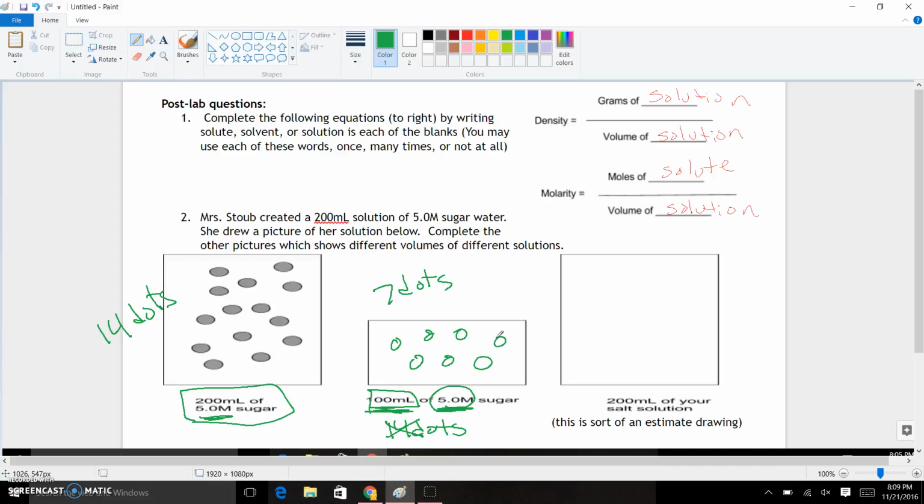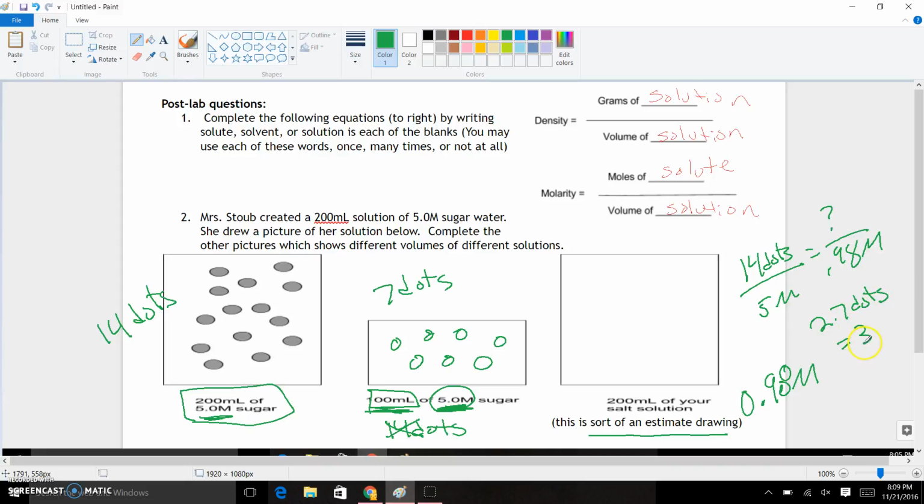Alright, looking over here. Now my saltwater solution is 0.98 molar. And that's way different than 5 molar. So as you can see, this is sort of an estimate. I was trying to think, what would I need to make that happen? If 14 dots is equal to 5 molar, then how many dots would I need to make 0.98 molar? That's what I was figuring, if we're keeping along the same trend, the same pattern. When I calculated that out, I got 2.7 dots. I rounded up to make it 3 dots, because I can't really show 0.7 of a dot. So I went 1, 2, 3.